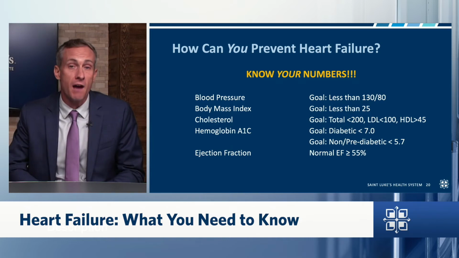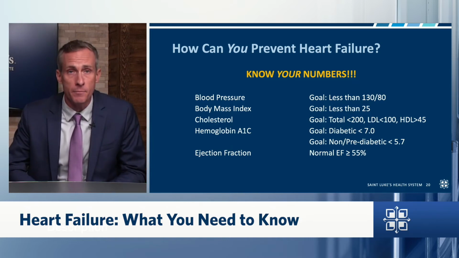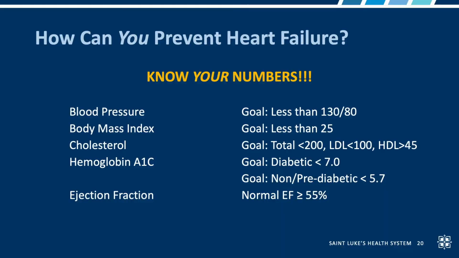So your blood pressure, we like the top number to be less than 130 and the bottom number to be less than 80, ideally. Body mass index, which is a way to incorporate both your weight and your height, and it's a way that we measure weight and how we control for height, because a really tall person is going to be heavier, right? So a BMI less than 25. Cholesterol, we want your total cholesterol less than 200. We aim for an LDL, that's what we sometimes call the bad cholesterol, of less than 100, and an HDL, which we call the good cholesterol, higher than 45.